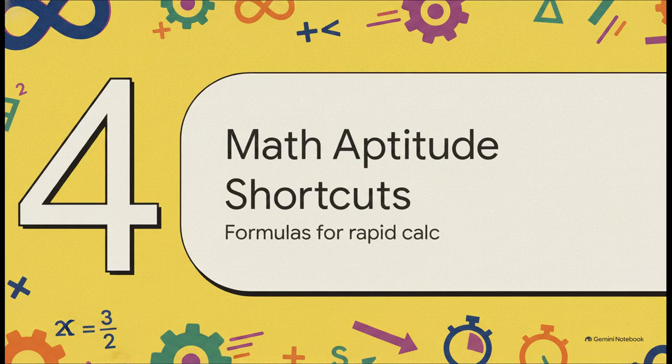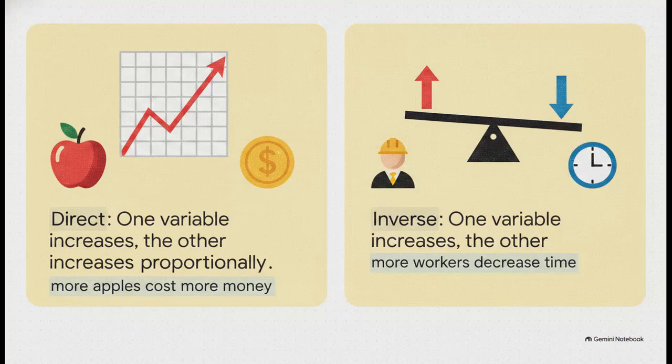All right, let's power through to Section 4, Mathematical Aptitude Shortcuts, giving you the formulas you need for rapid calculation. Before you even think about calculating anything, you absolutely must understand the core relationship between the variables in your word problem. Is it a direct proportion, meaning as one variable increases, the other increases right along with it, kind of like how buying more apples costs more money? Or is it an inverse proportion, where as one variable increases, the other decreases, like adding more workers to a job decreases the total time it takes to finish it? Grasping this interaction instantly tells you exactly how to set up your equation.